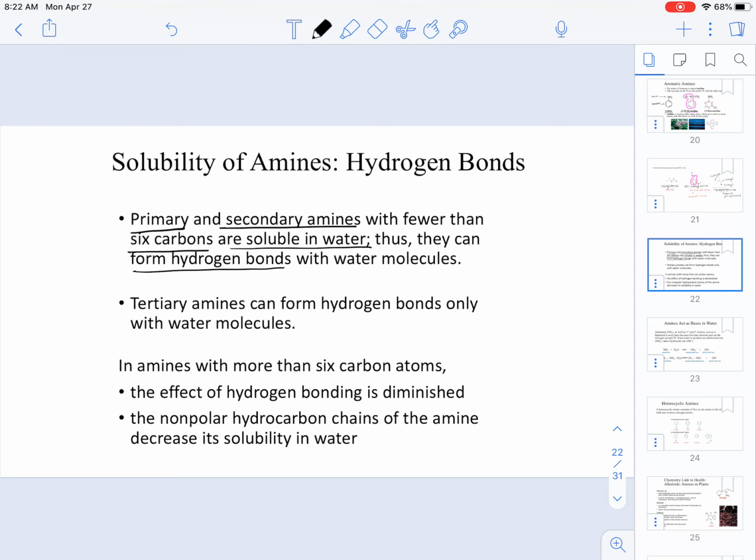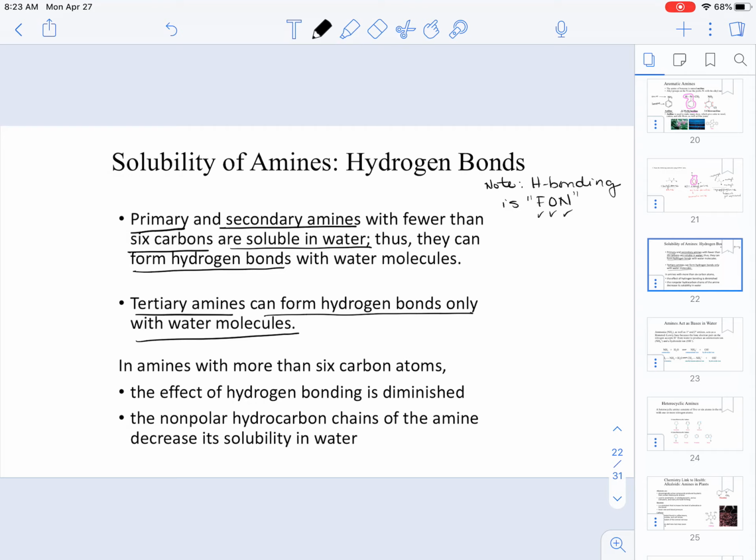Remember that hydrogen bonding is fun, meaning that the hydrogen atom has to be bonded to fluorine, oxygen, or nitrogen. And in the case of primary and secondary amines, they will be able to undergo hydrogen bonding with water molecules. Now, tertiary amines can form hydrogen bonds only with water molecules. They cannot form hydrogen bonding with themselves.